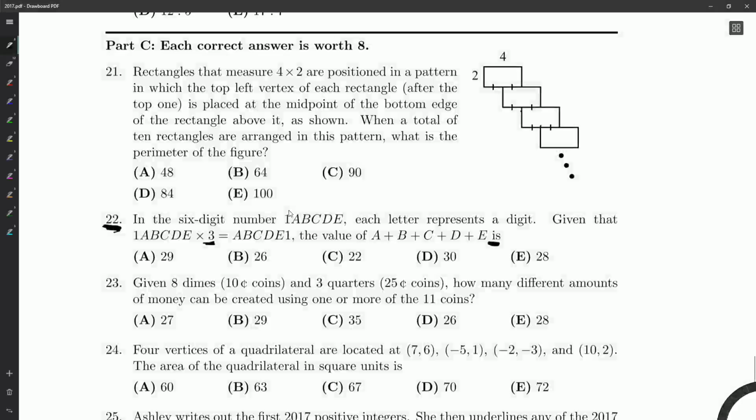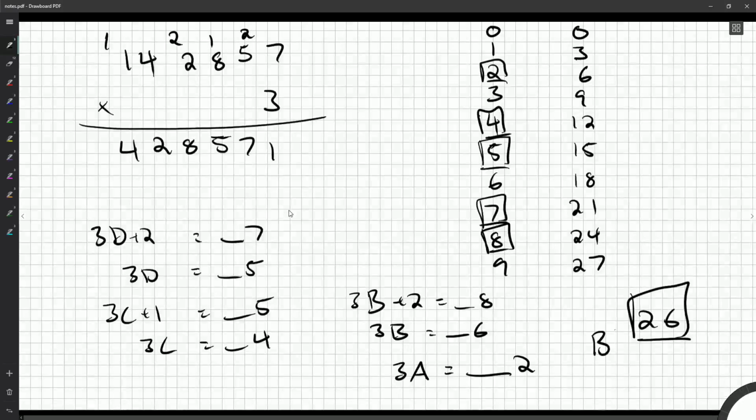And so 26, where are you? B. So we'll bubble in B, and then we'll move to question 23, the midway point of our Part C questions. I will see you there.